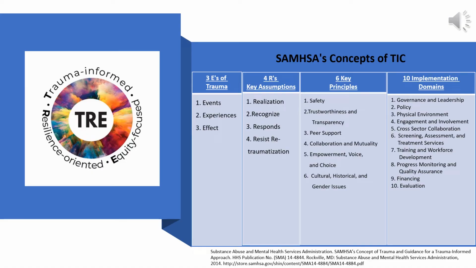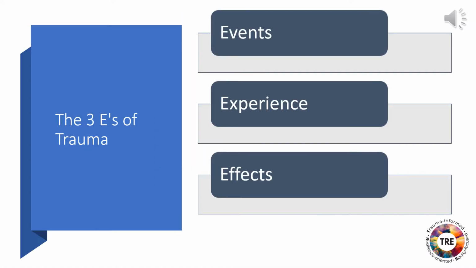Now we will take a look at how SAMHSA explains trauma-informed care. In the next few slides, we will break down each concept of trauma-informed care. Events can occur as one single occurrence or repeated occurrences over time. These events may include threats or actual physical, psychological harm. Experience with these events helps the individual to determine whether or not the event is traumatic. One event that is traumatic for one individual may not be traumatic for another individual. Each individual is the judge of what they consider to be traumatic.